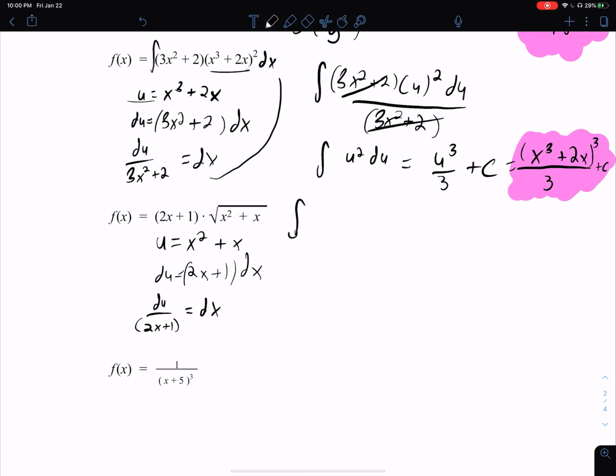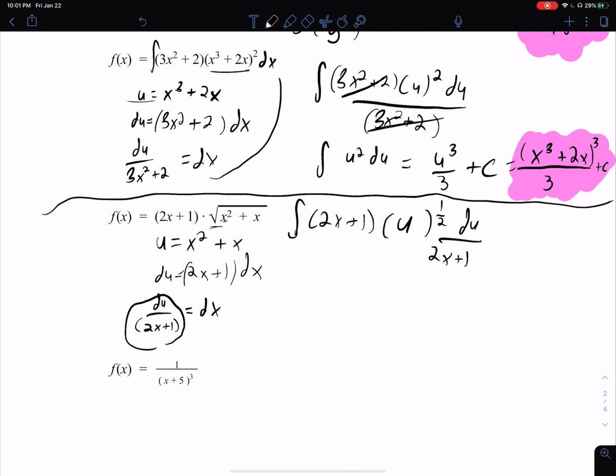So you start with the integral of 2x plus 1. And then I'll just substitute this in. You know that's going to be equal to the 1/2 power. And then we know that's u, so we'll put that in. And then we're substituting the dx. So instead of dx, we're going to have du over 2x plus 1. Let me make sure we can see that. This is a different problem. Okay. Obviously, these are going to cancel out. So then we're just left with u to the 1/2 du.